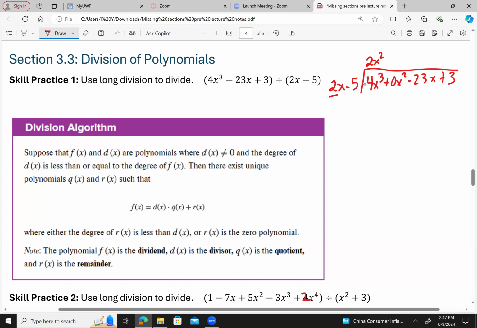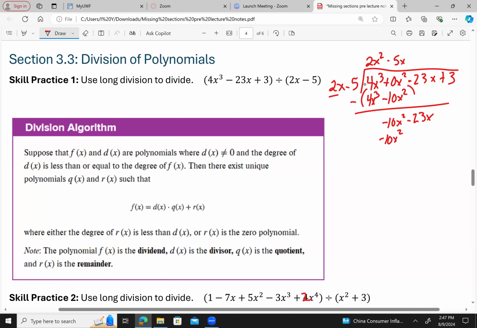So 2x squared times 2x is 4x cubed. 2x squared times negative 5 is minus 10x squared. Now I'm going to subtract this from my top number here, and I end up with negative 10x squared. Then I bring down this 23x. Okay, now 2x times what gives me negative 10x squared? Well, that's simply negative 5x. So negative 5x times 2x gives me negative 10x squared.